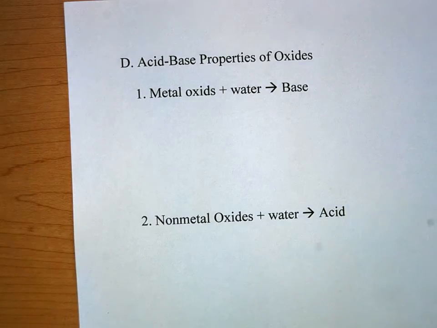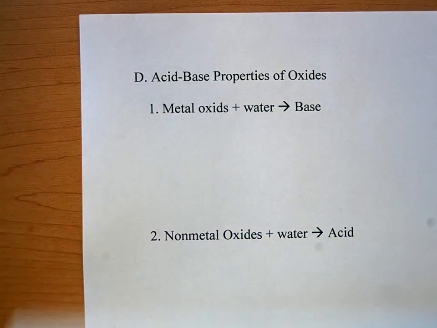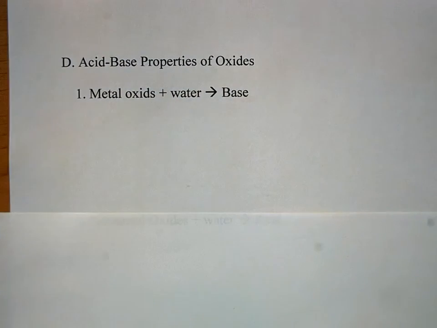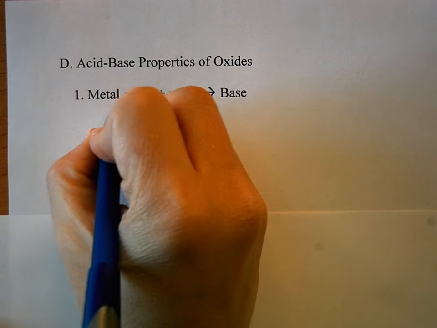Okay, now acid-base properties of oxides. We've talked about this a little bit already with some of the reaction stuff that we have done. This is actually a good review, and maybe it'll help it make sense a little bit more. When you have a metal oxide combining with water, you get a base.